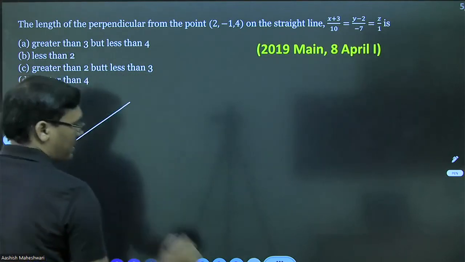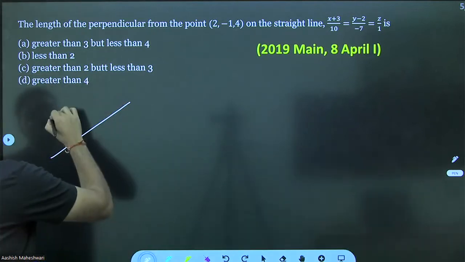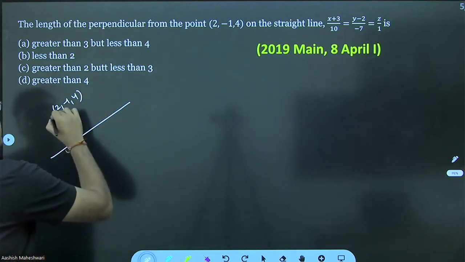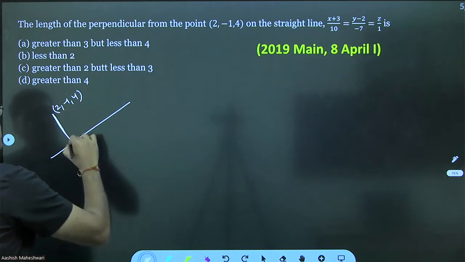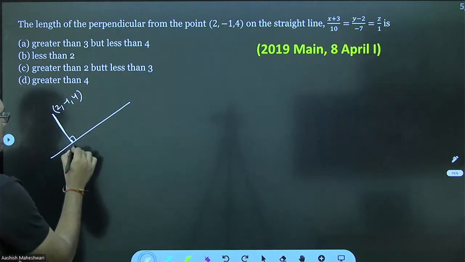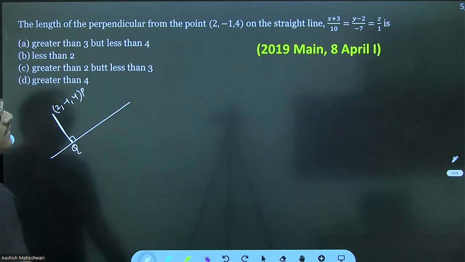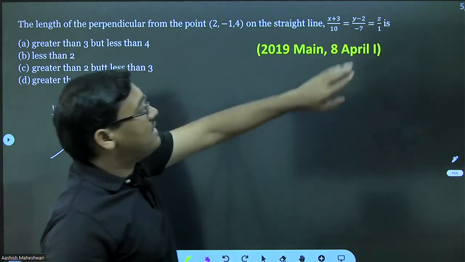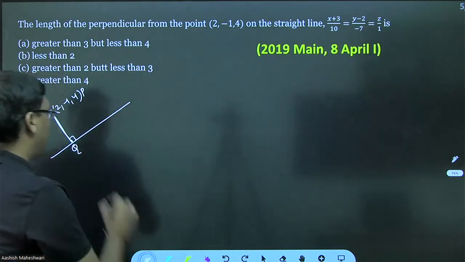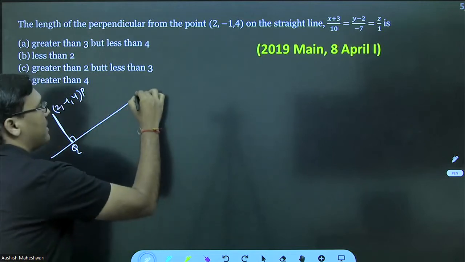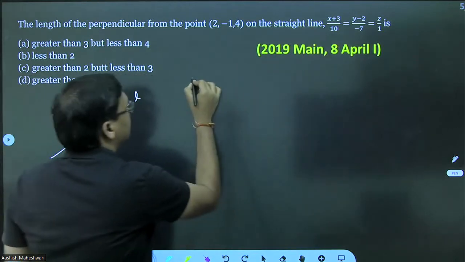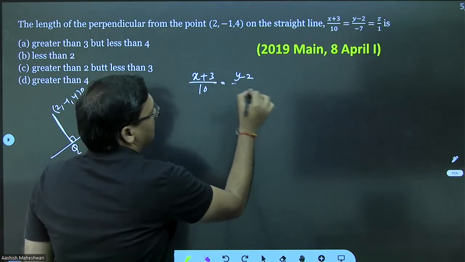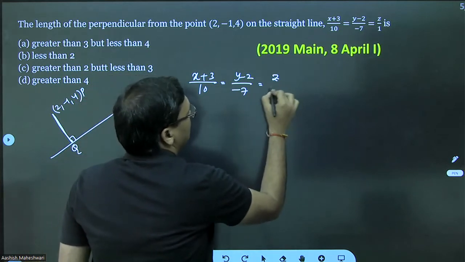So let's say this is the straight line. This is the point 2, minus 1, 4. Now you have to find the length of perpendicular. You have to find this distance. So this is, let's say, point Q. This is point P. And we know the line. This is x plus 3 upon 10, y minus 2 upon minus 7, and z upon 1. So now can we say any point on this line, if I assume this is x plus 3 by 10 is equal to y minus 2 by minus 7 is equal to z by 1.